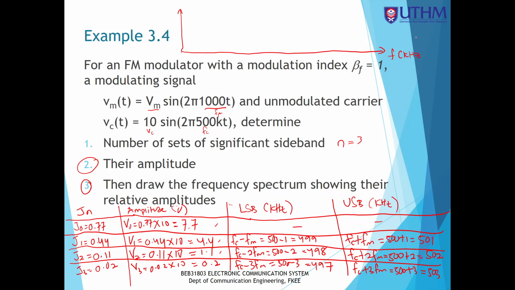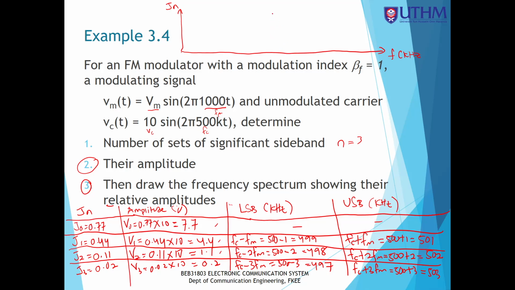For the y-axis, we need to see what we want to do actually. Do we have to draw with relative amplitude or power? The question specifically mentioned that you need to relate with the relative amplitude, which is the J parameter, Jn.